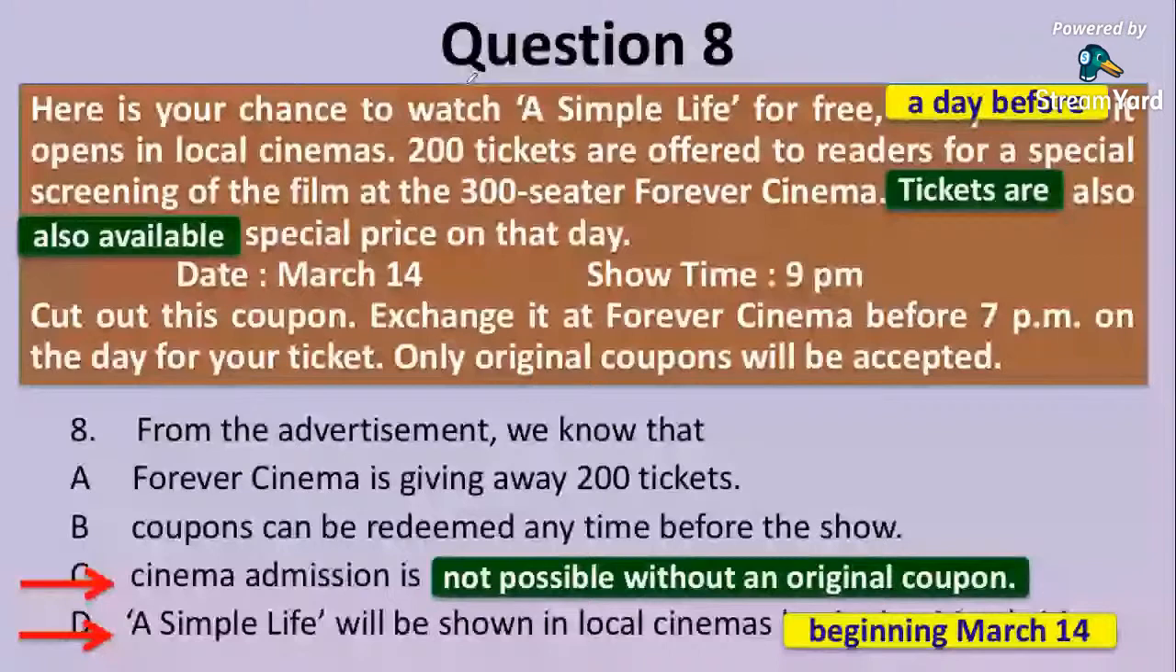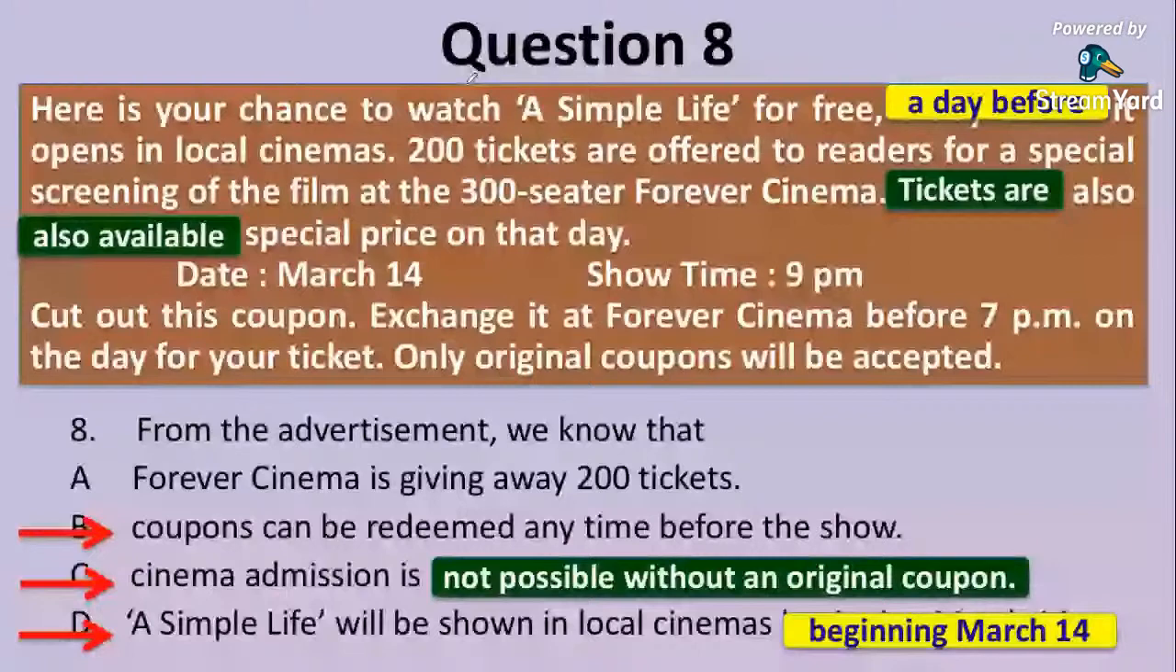So C is wrong. B, coupons can be redeemed anytime. So nobody answered, no, Yanling answered B. Now you see, anytime. And here it says before 7 p.m. So you cannot come anytime, it must be before 7 p.m. So that one only leaves one option free, which is A. So those who answered A, congrats.